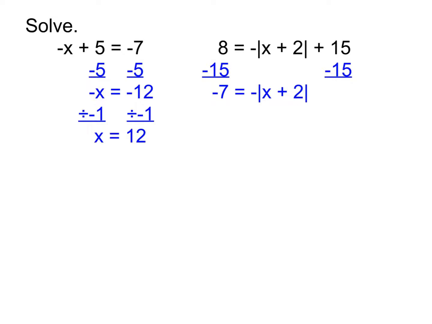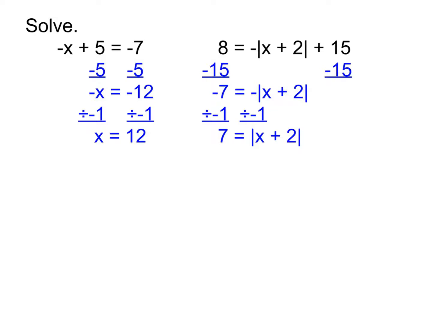So we end up approaching this one kind of like we did the last problem. That negative absolute value is like -1 times the absolute value. And so in order to get rid of the negative, I'm going to divide both sides by -1. And then that gives us 7 equals the absolute value of x plus 2, which is a good thing, because remember, absolute value always equals a positive. If it equaled a negative, we'd have some big trouble going on.